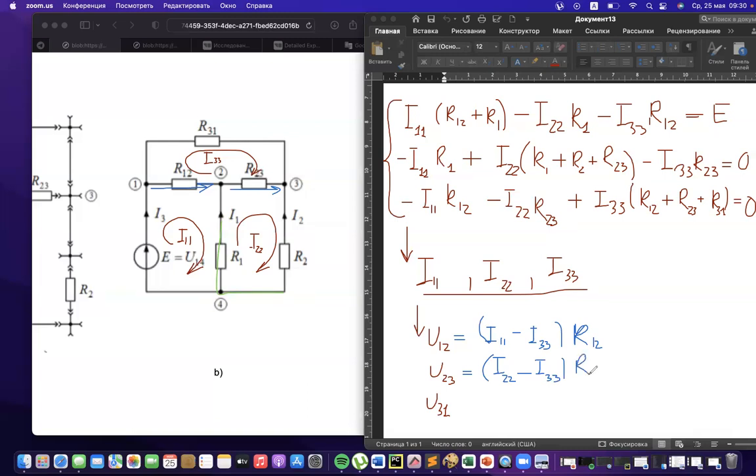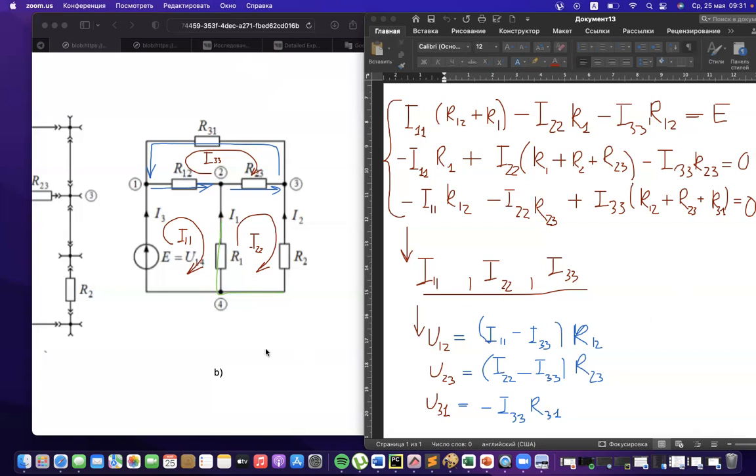And multiply on the value of resistor 3. And the last one, voltage 3,1. It is opposite to the current 3. It will be minus I3. Just multiply on the value of resistor 3,1. And you will get these numbers. That is just formulas to obtain these voltages.